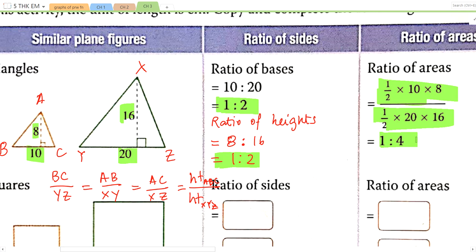Is it the same as the ratio of the base? They are not the same. Is it the same as the ratio of the height? No, it's not the same. Surprise! They are not the same. Why aren't they the same? One is length, one is area. So, what makes them different?